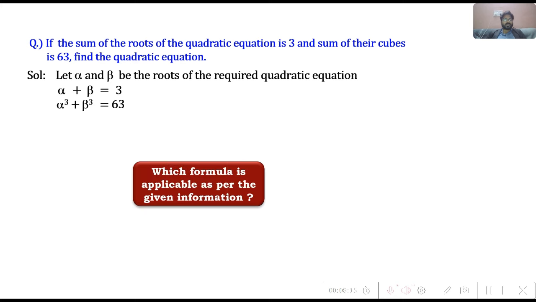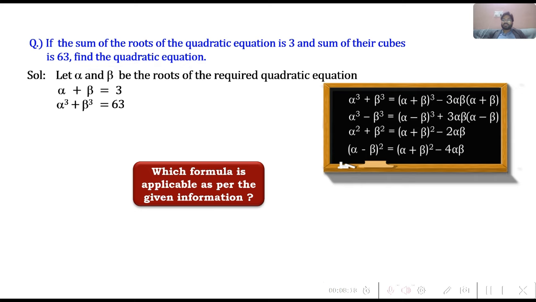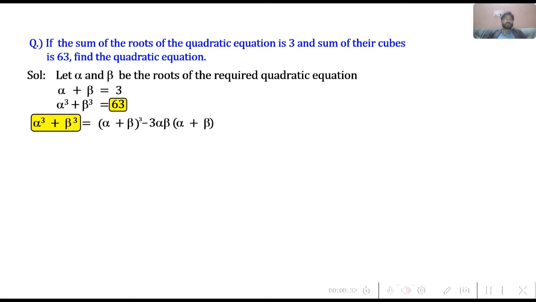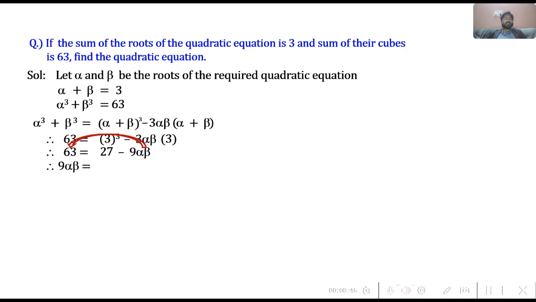So we will use the formula a cube plus b cube is equal to a plus b the whole cube minus 3ab into a plus b. So alpha plus beta whole cube, which is 3 cubed, minus 3 alpha beta into bracket 3. So 63 is equal to 27 minus 9 alpha beta. So 9 alpha beta is equal to 63 minus 27. That is, 9 alpha beta is equal to minus 36. Alpha beta is equal to minus 4.